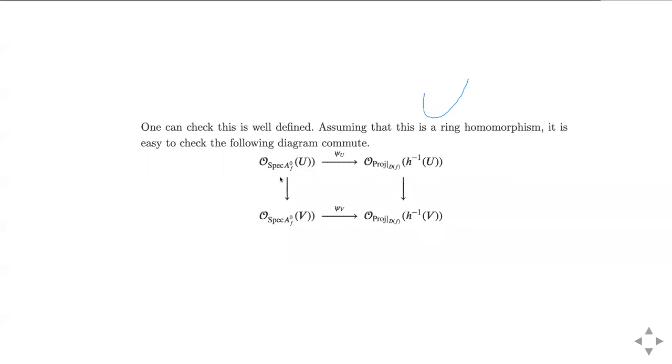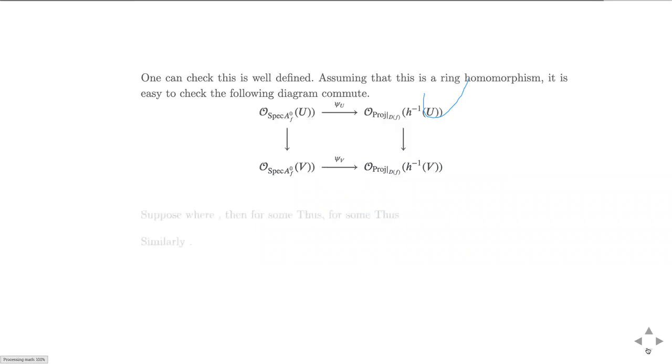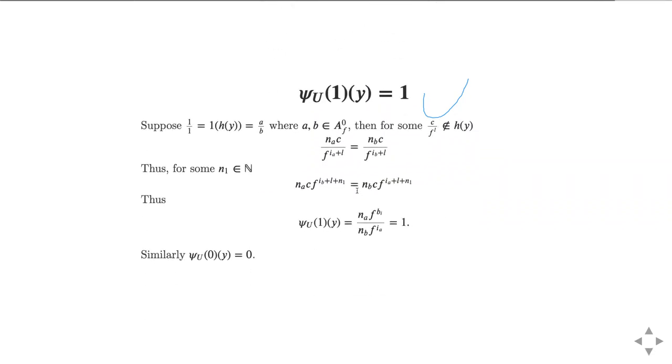And again, the commutative diagram is very easy to check. You just use simp. So we'll be checking it sends 1 to 1, 0 to 0, addition to addition, multiplication to multiplication. I think this direction is slightly easier.